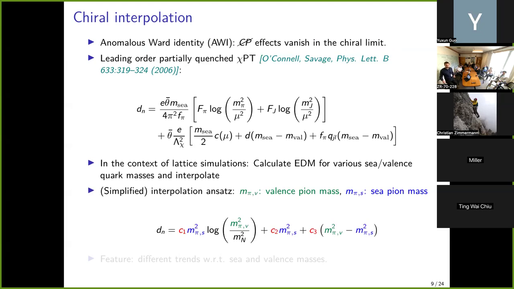And in our project, we chose this form here, which contains this log term of the pion mass, the valence quark mass of the pion mass resulting from the valence quark mass squared, and the corresponding mass resulting from the C quark mass, basically.